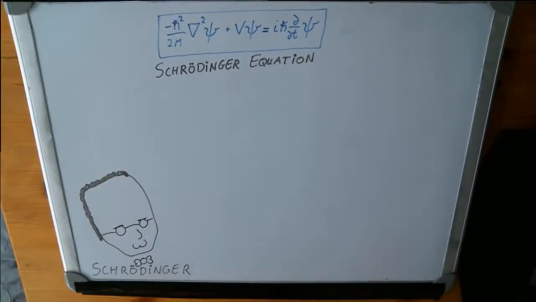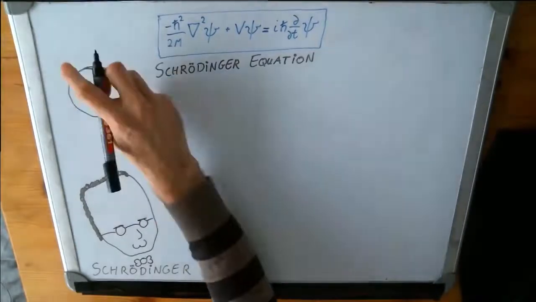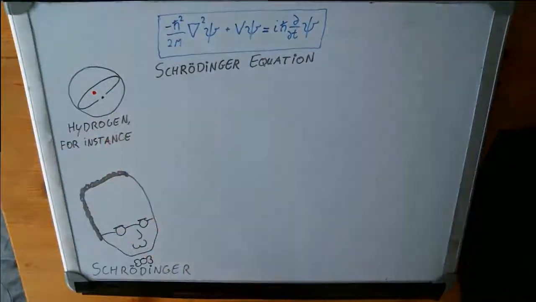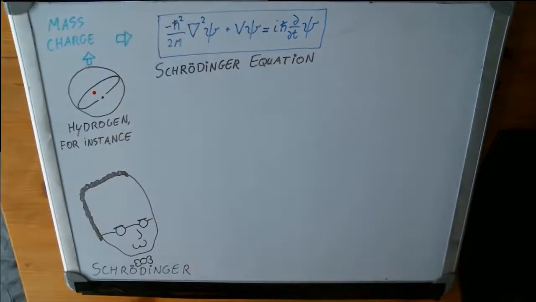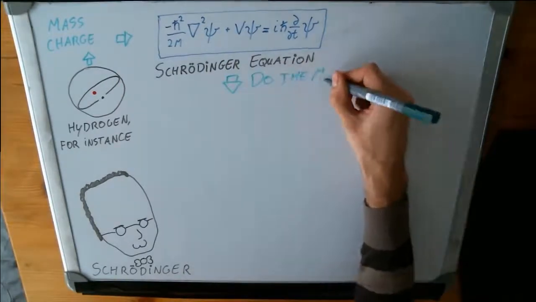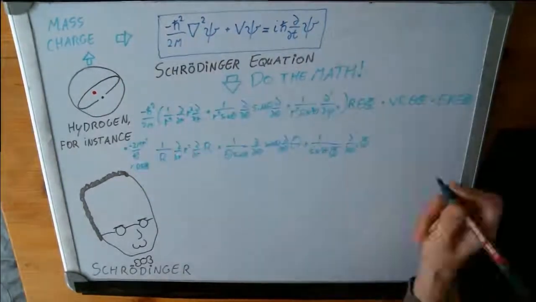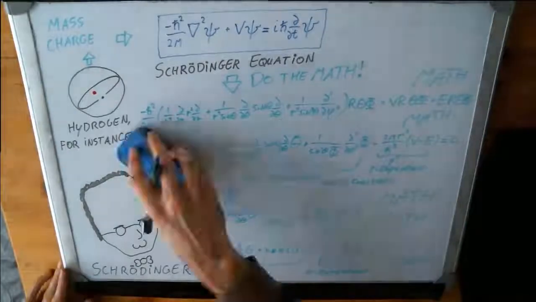Schrödinger realized that with this equation he was now in a very interesting position. What he could do is take an atom, any atom, take its properties, stuff like its mass and its charge, all those numbers, put that in that equation, do the math on it, and what he would end up with would be a series of pictures that showed what that atom looks like.